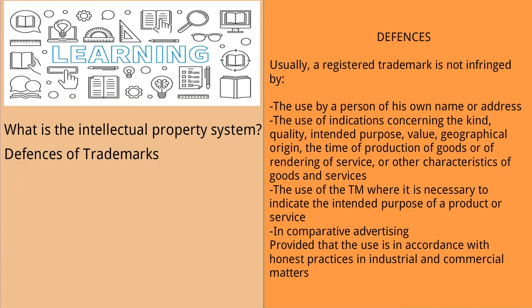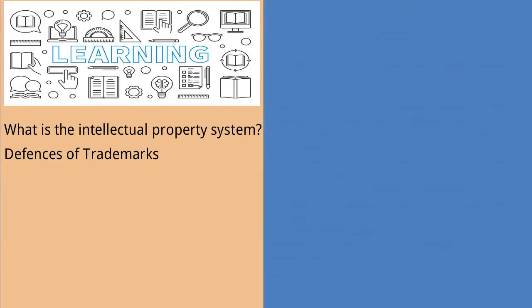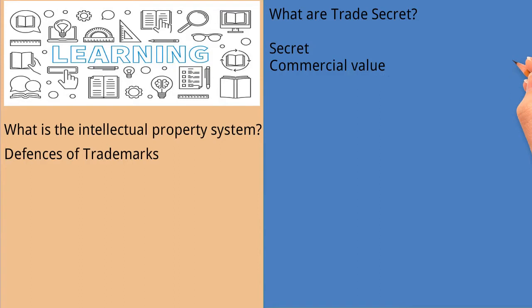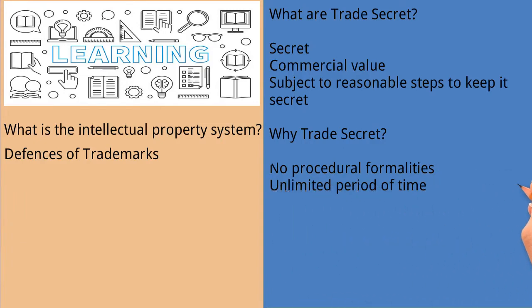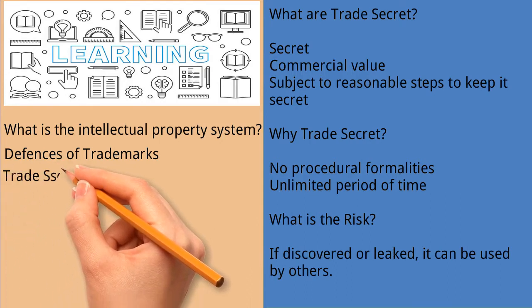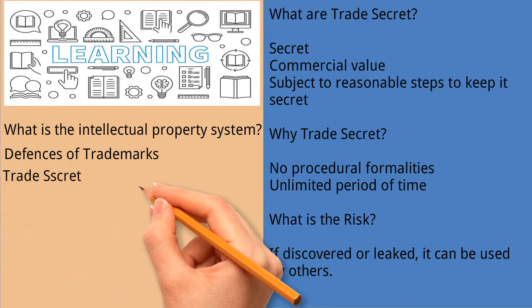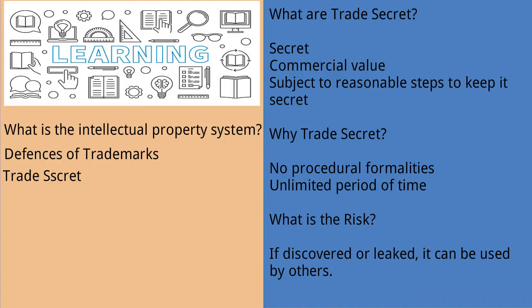Now we are moving on to the basics of trade secrets. So, what are trade secrets? It's a secret, has commercial value, and is subject to reasonable steps to keep it secret. Why a trade secret? There are no procedural formalities and no time limit associated with it. What are the risks? If discovered or leaked, it can be used by others and it could ruin a business. Examples are the ingredients of Coca-Cola and the trade secrets of the ingredients of Kentucky Fried Chicken. If people found out, they would use or modify them to make the same type of ingredients or products as those companies.